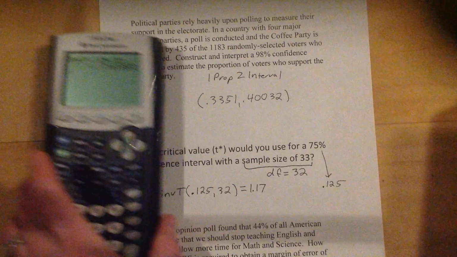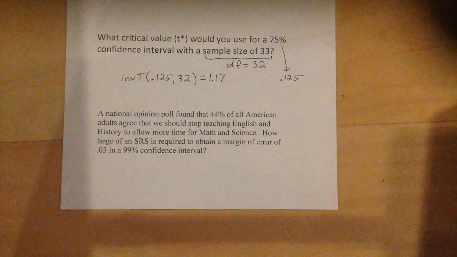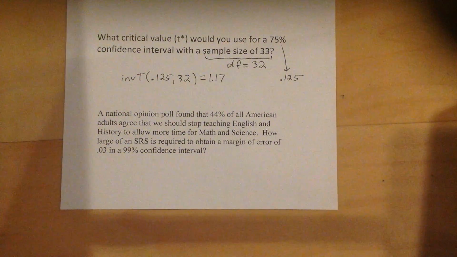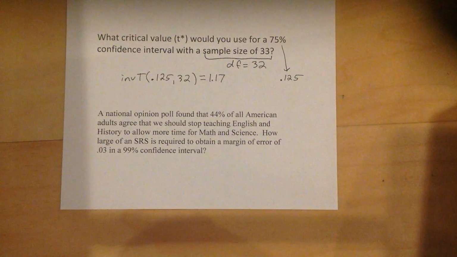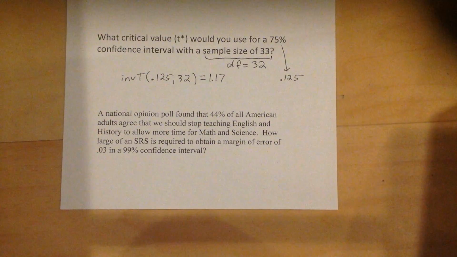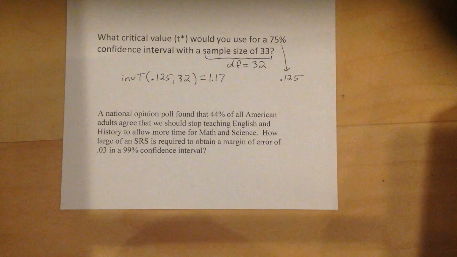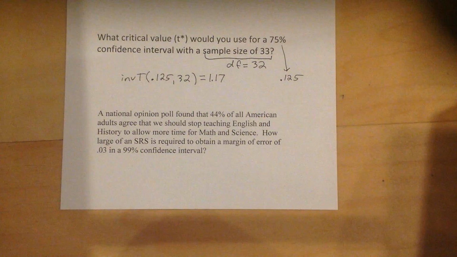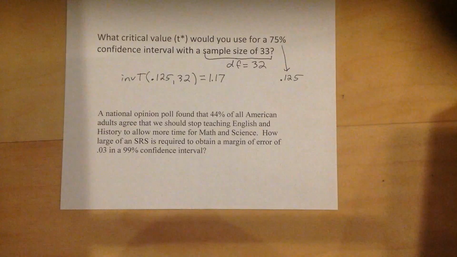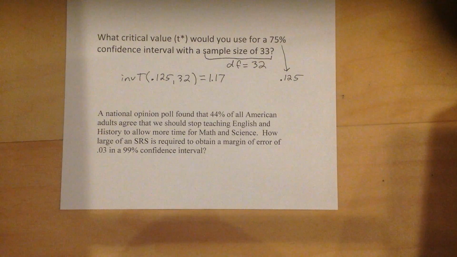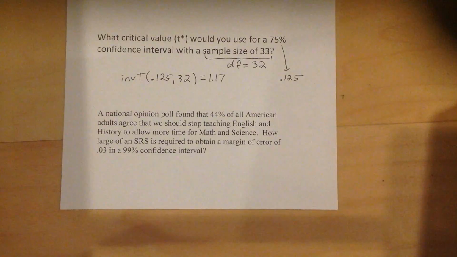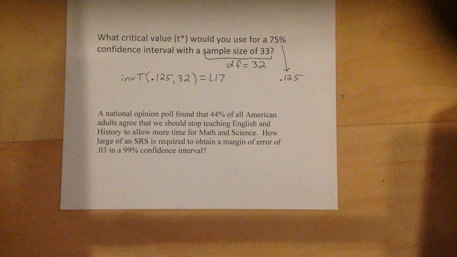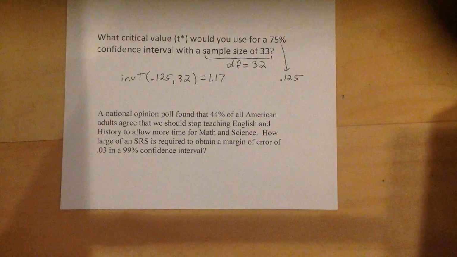All right. Next, a national opinion poll found that 44% of all American adults agree that we should stop teaching English and history to allow more time for math and science. How large of an SRS is required to obtain a margin of error of 3% in a 99% confidence interval? All right, so again, this is just that how large of a sample do we need question.